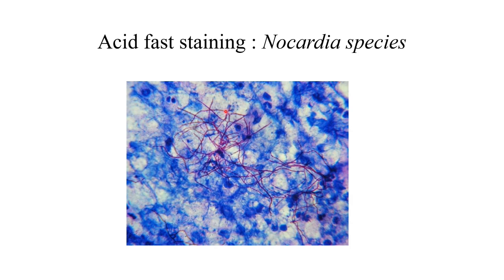And this is the acid-fast staining of Nocardia species. Nocardia species are long, branched, filamentous-like organisms. In Nocardia species, we said that we use 1% sulfuric acid as the decolorizer. So here you can see the red colored filamentous bacteria in a blue background.